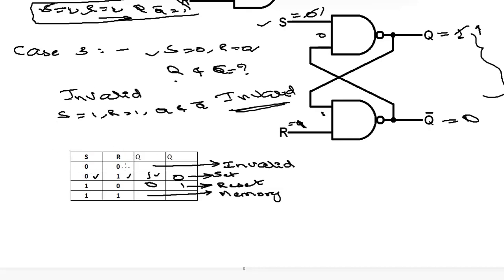When S equal to 0, R equal to 0, this condition is called the invalid condition or not used condition. When S equal to 0, R equal to 1, every time the circuit gives the output value 1 and 0. So when Q is 1, that condition is called the set condition. When Q is 0, that condition is called the reset condition.